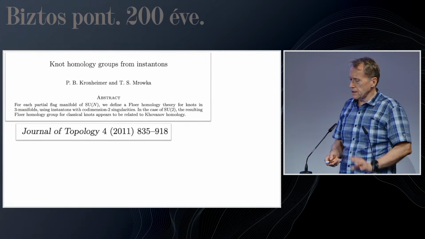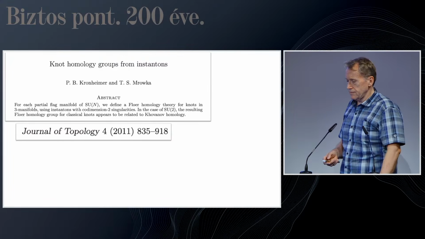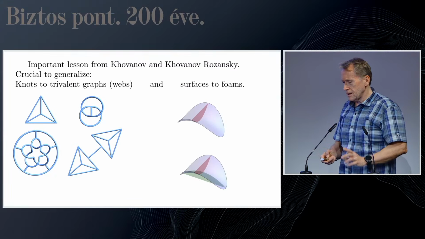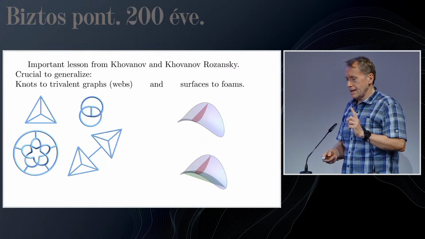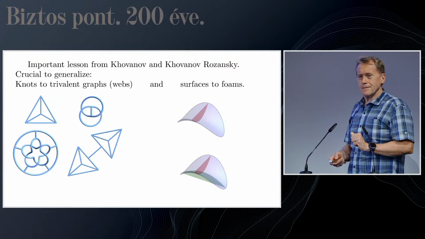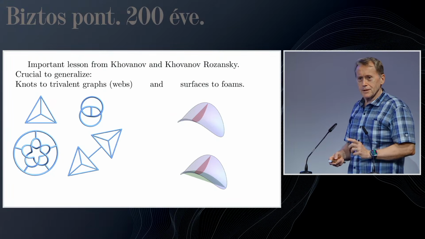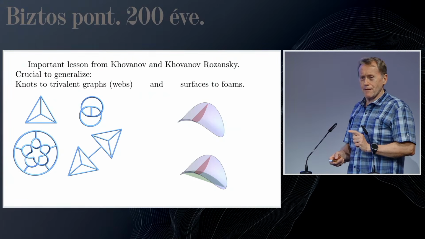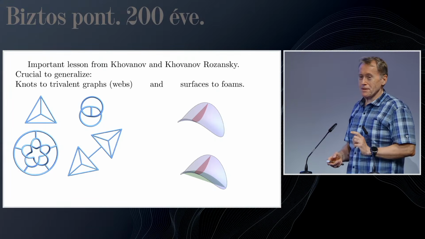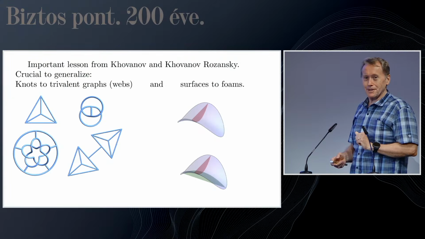So Peter and I didn't quite take up the foam thing, web and foam thing. By the way, these things are called webs. Now, if you ever looked at a spider web, for real, spider webs always have four valent vertices, basically. But there's actually a mathematical explanation for why they're called webs.